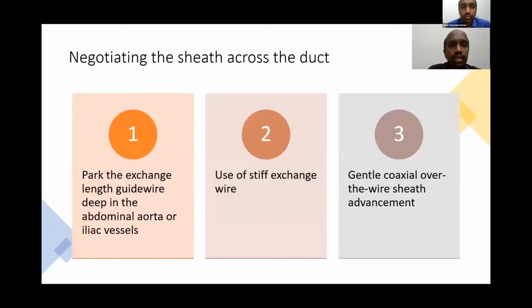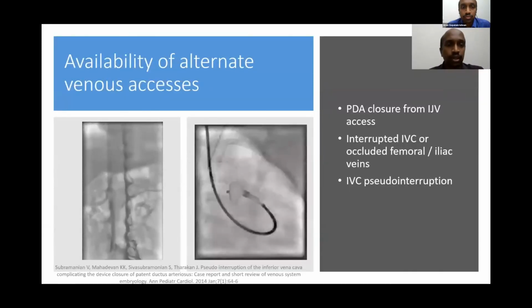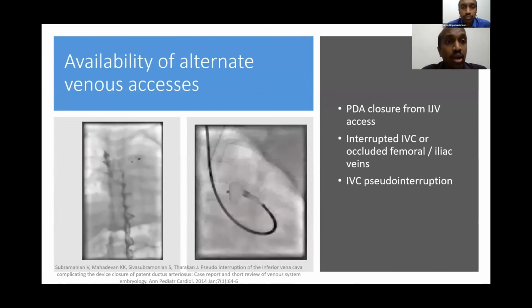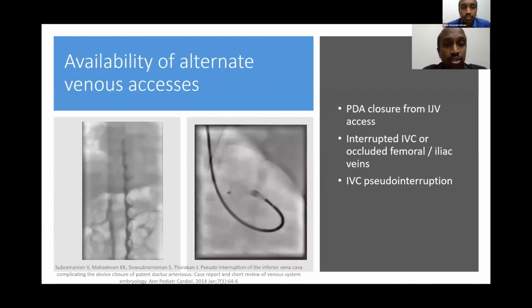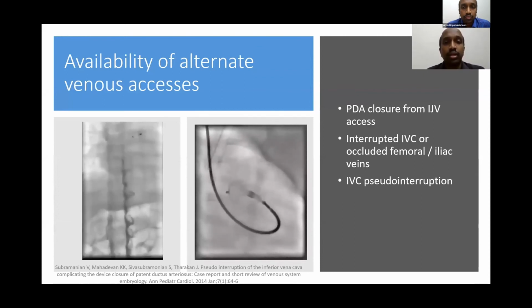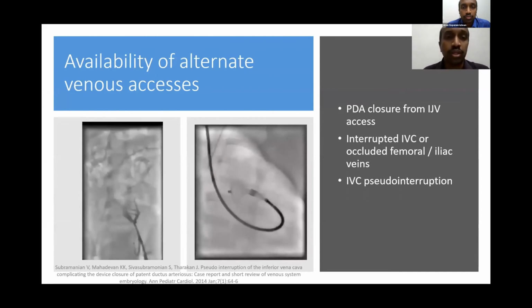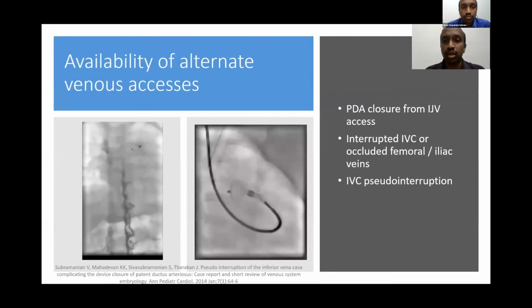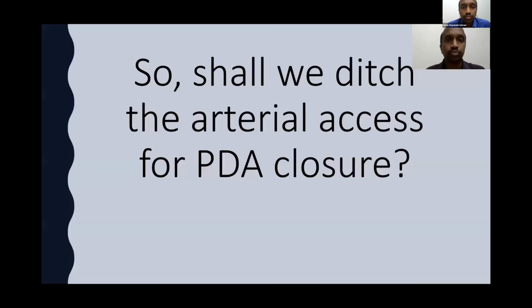Another challenge is to negotiate the sheath through the duct in very small infants. It is always preferable to use a stiff exchange wire and park it deep within the abdominal aorta or iliac vessels and follow it with gentle coaxial over the wire sheath advancement to safeguard the right heart structures. The venous approach provides alternate venous accesses for closure should the femoral veins not be available, as in this case, where we closed a duct from the jugular approach in a case of IVC pseudo interruption.